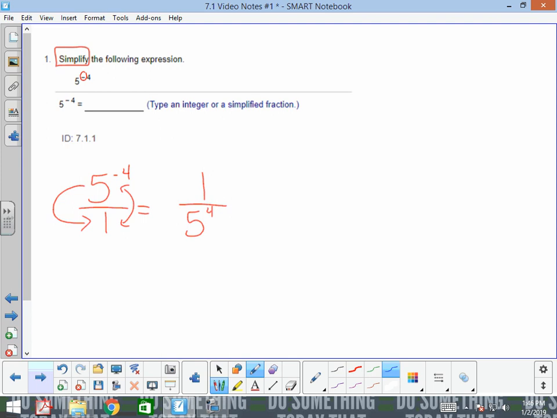And now we're going to simplify 5 to the 4th power. On your calculator, you do 5, hit the little rooftop button, and then 4, hit enter, and it will tell you that is 1 over 625. So all our answers must be an integer or a simplified fraction. So make sure you follow the directions on those.